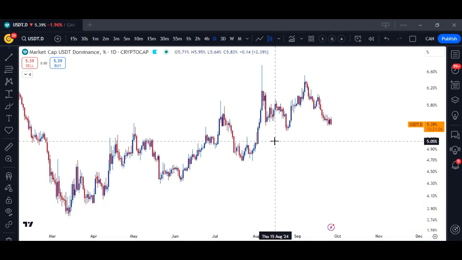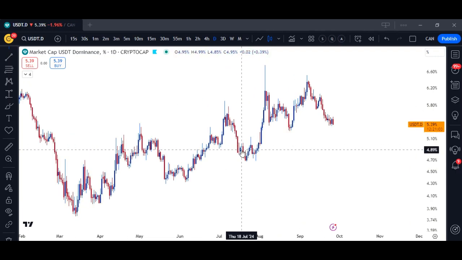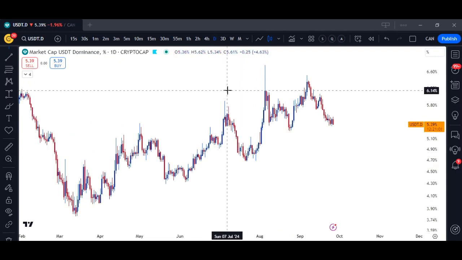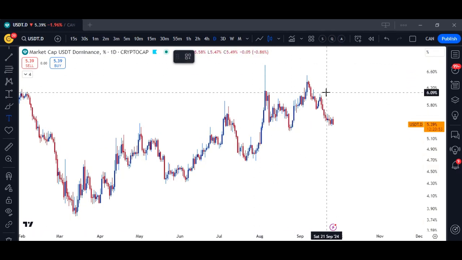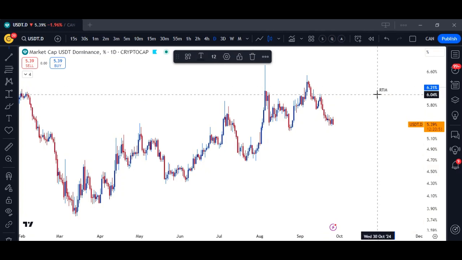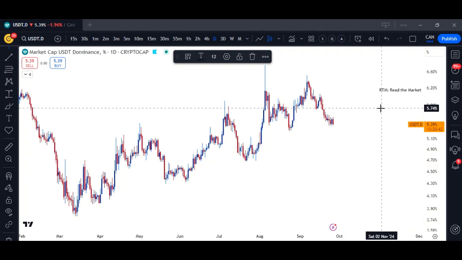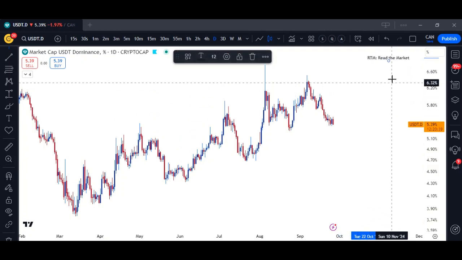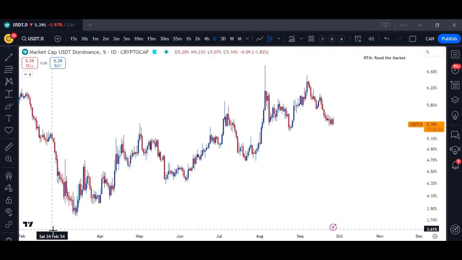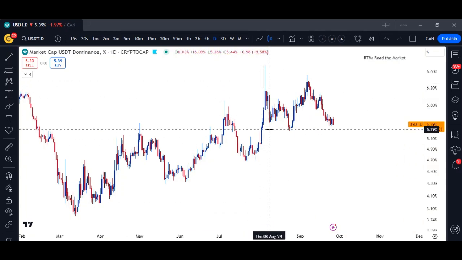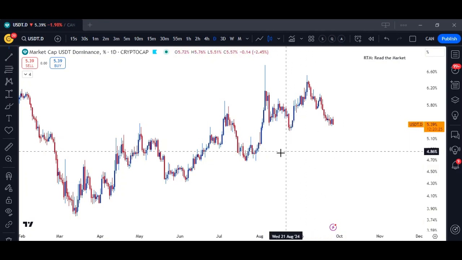All right, so what do we have here? As you can see on the daily time frame, we're going to focus on this area, and we're going to use the RTM method for our analysis today, which is the short form for read the market. Now we have some classic patterns forming, and if you pay attention to this area, I can say that we are having a head and shoulder pattern forming here.